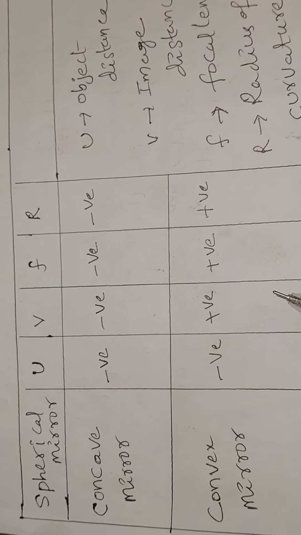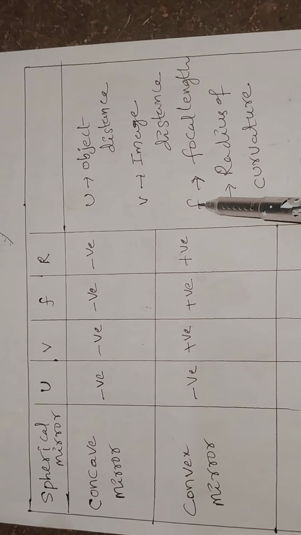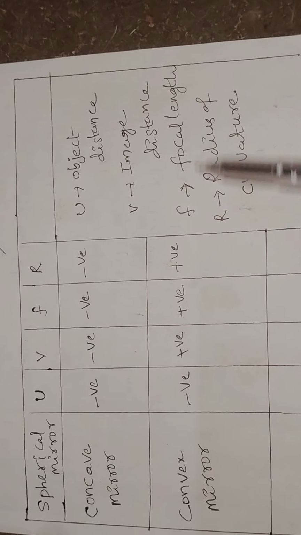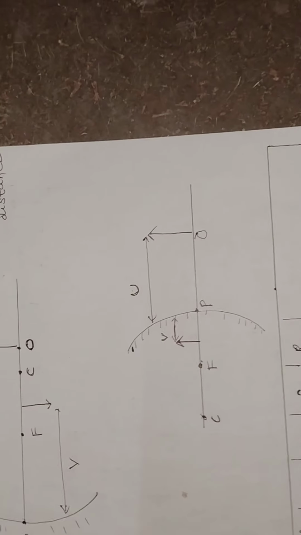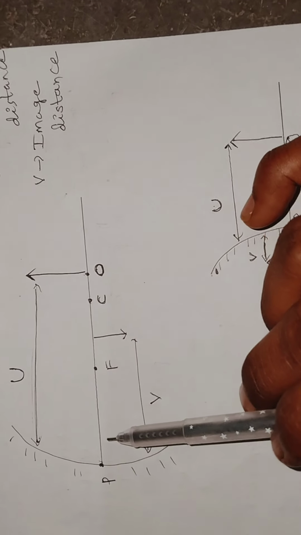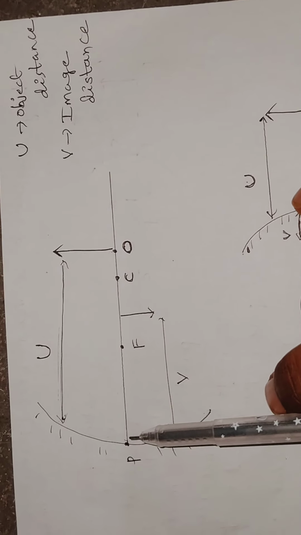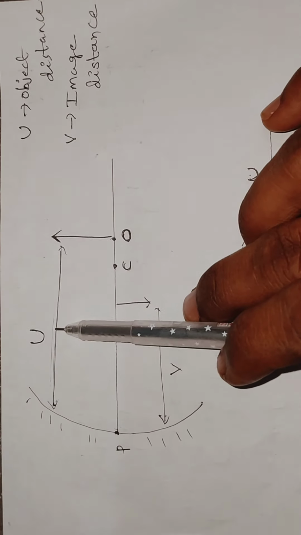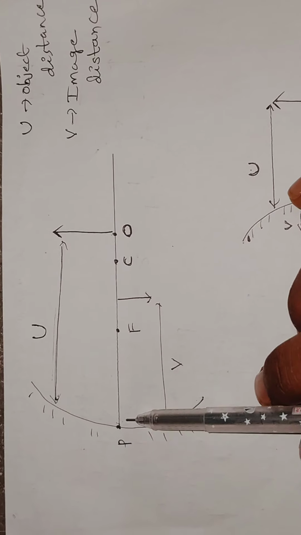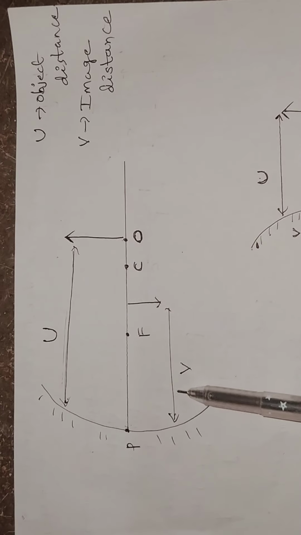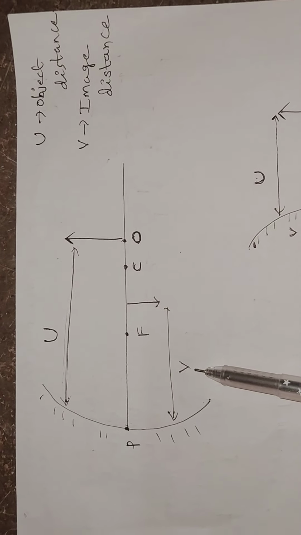U means object distance, V means image distance, F means focal length, and R radius of curvature. So what is object distance? The distance between the pole point and the object is called object distance, represented by U. The distance between the pole point and the image is called image distance, represented by V.